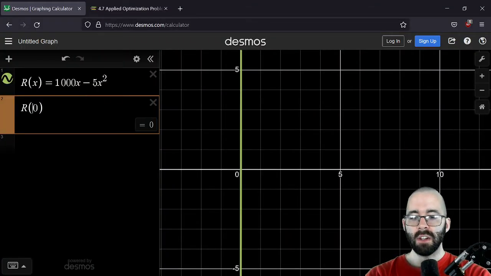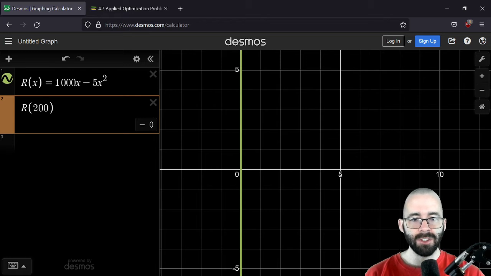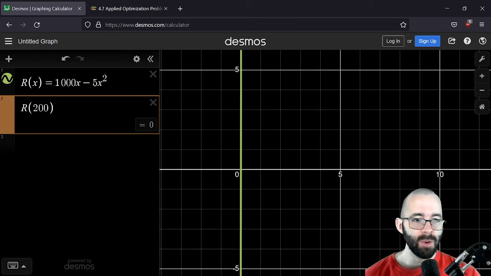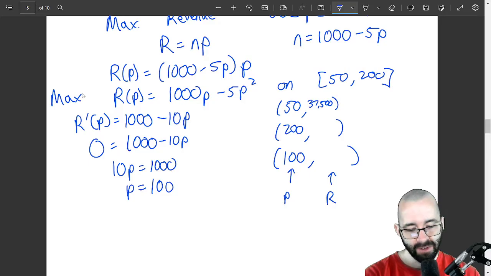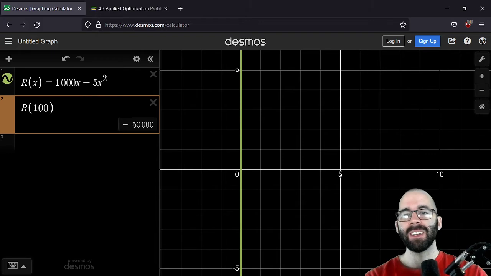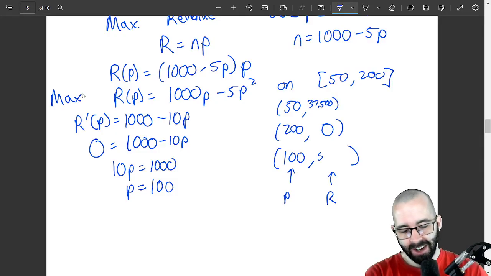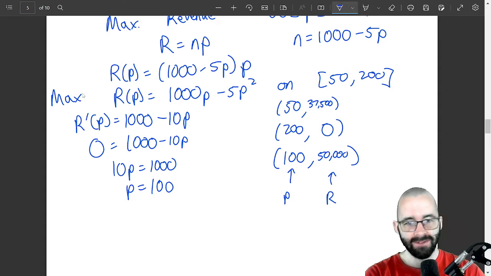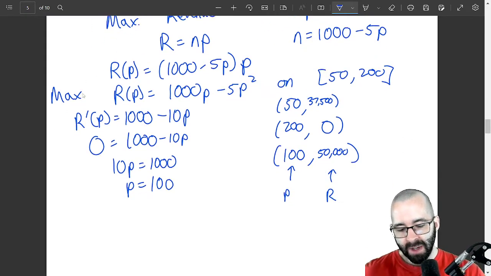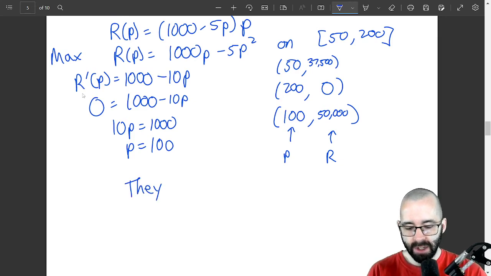If we charge $200 a day, nobody's renting our cars. Charge $50 a day, we rent all of them. We charge $200 a day, literally none of them get rented. So if none of them get rented, our revenue is a fat 0. That's not going to be our maximum. 100 is our critical point, with $50,000. Okay, there we go. That's what we want to do. What's the question asking? How much should they charge to maximize their revenue? They should charge $100 per day.